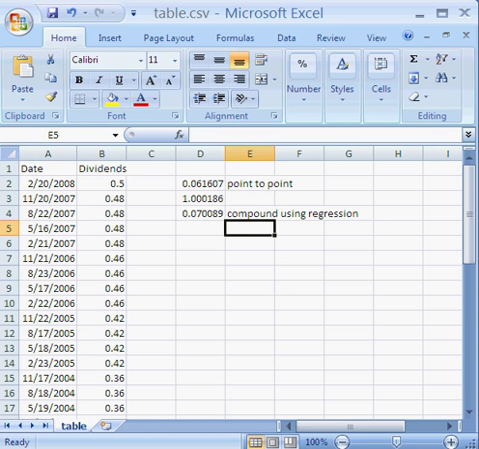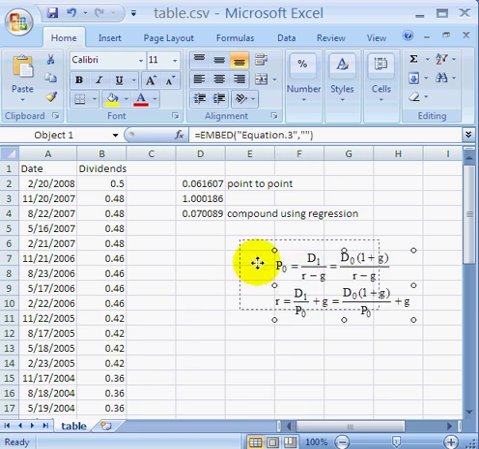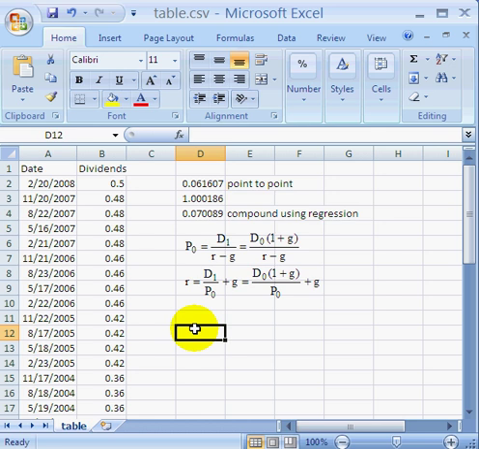Now the next thing we'd like to do is to use this growth rate to calculate a discounted dividend model required rate of return for 3M Corporation. First, let's look at an equation. Remember from the dividend discount model that the price is next year's dividend divided by R minus G, or we can solve it and get R equal to D1, which is next year's dividend, divided by the price, plus the growth rate. So we've got a growth rate.